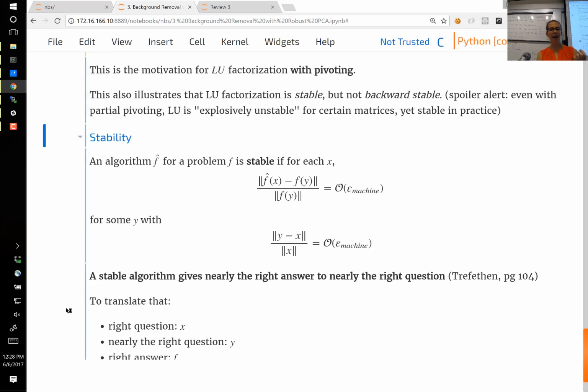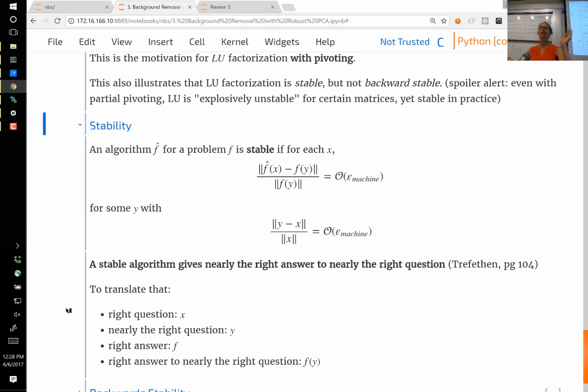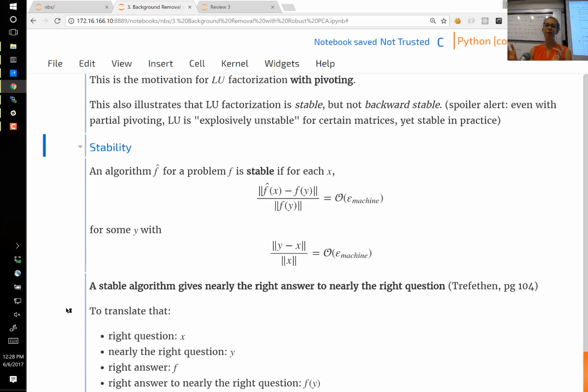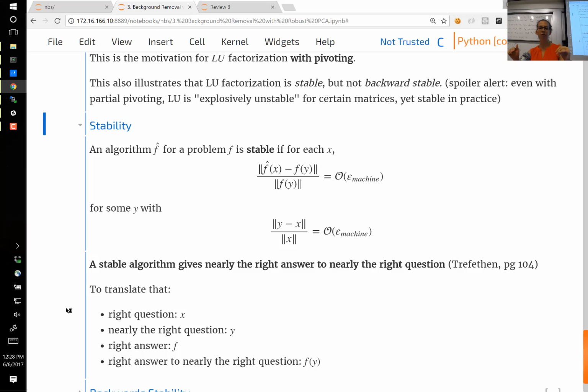So an algorithm F hat for a problem F. You'll think of F hat as how you're implementing this, whereas F is the true problem you're interested in. We say it's stable if for every x, the norm of F hat of x minus F of y over the norm of F of y is less than machine epsilon, where the norm of y minus x over x is order of machine epsilon. The way Trefethen says this, I really like, is that a stable algorithm gives nearly the right answer to nearly the right question.